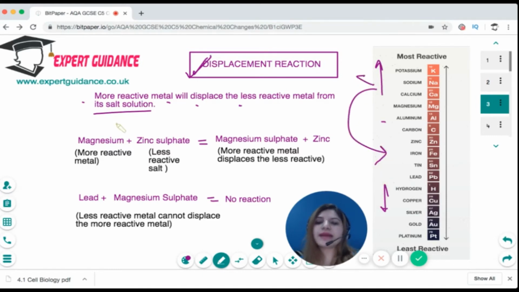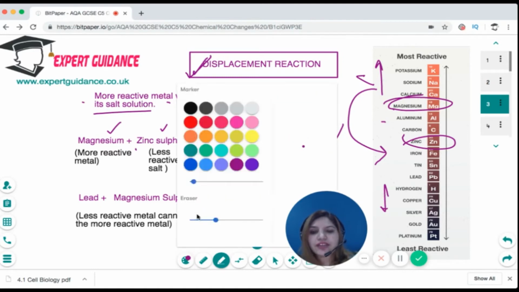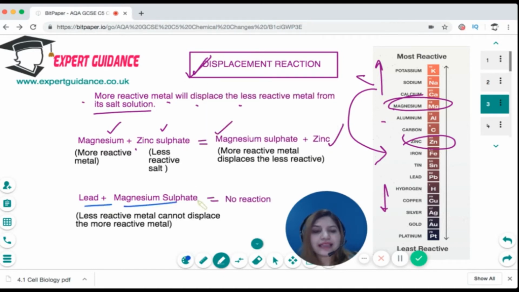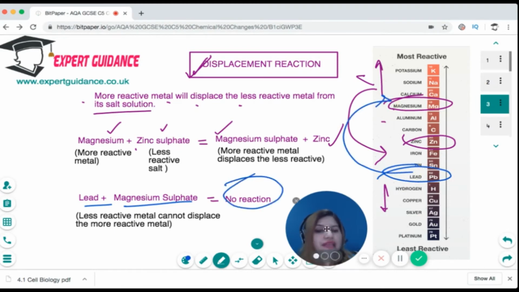For example, magnesium and zinc sulfate. So magnesium is here and zinc is here. So magnesium being more reactive will displace or take the position of zinc in its compound and will form magnesium sulfate and displace the zinc. On the other hand, if we take the reaction of lead with magnesium sulfate, lead being at the bottom cannot displace the metal at the top, so no reaction takes place.